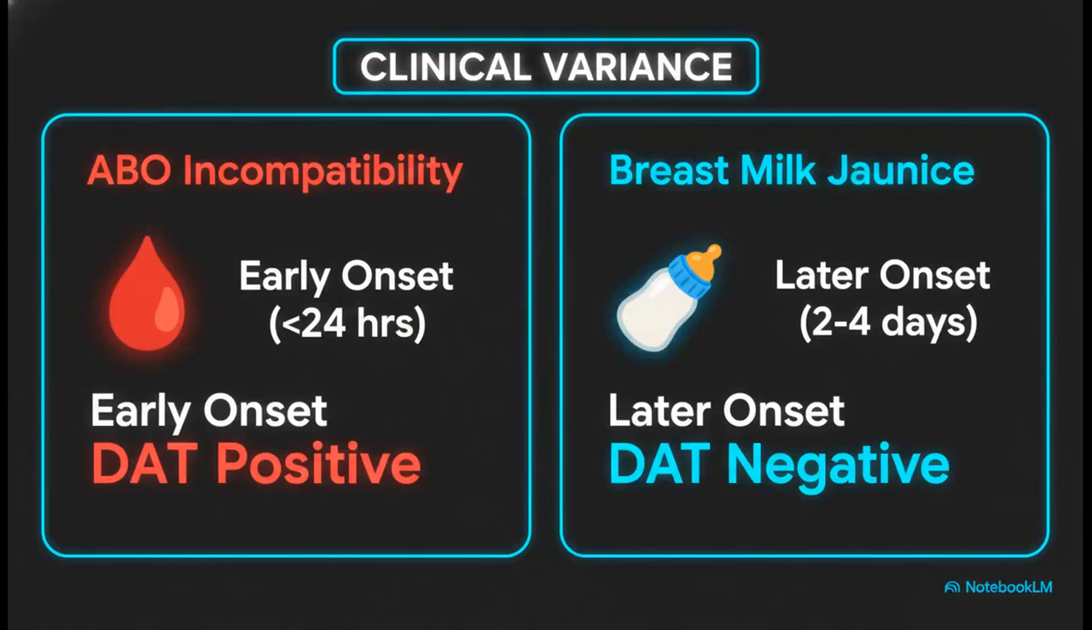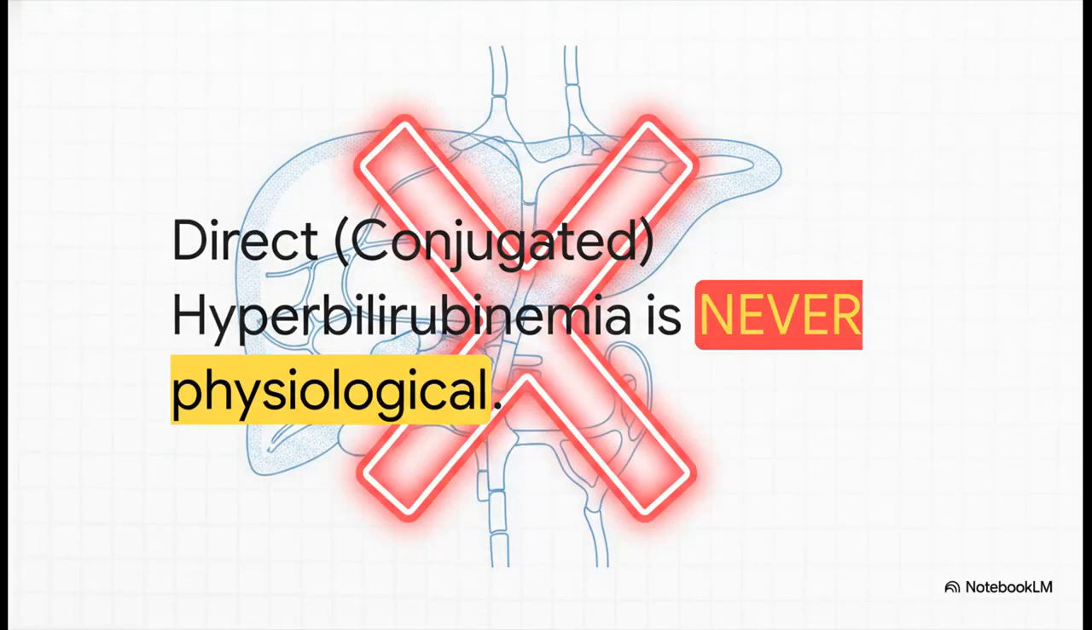If we put these presentations side by side, it perfectly isolates conditions that might look superficially identical, but they diverge critically on 2 things: chronological onset and direct antiglobulin testing. Breast milk jaundice, which we theorize is caused by an enzyme in the mother's milk, always presents later and is DAT negative. This clinical variance proves, without a doubt, that indirect hyperbilirubinemia in those very first hours of life mandates an immediate hemolytic evaluation. Okay, let's shift gears a bit.